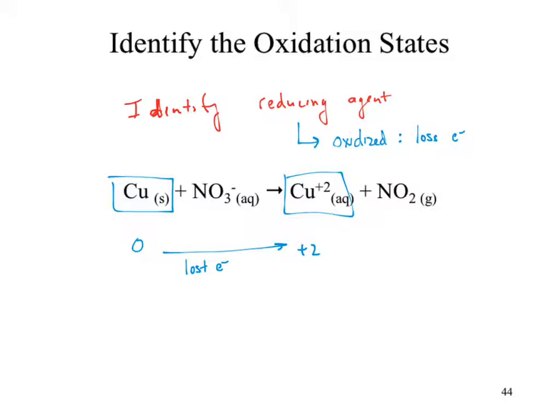What if I asked for the oxidizing agent? Well, I found the one that was oxidized. If I want the oxidizing agent, I want the one that was reduced. It has to be the other one. I don't have to solve them all. I just have to solve one that's easy. The other one must be it.